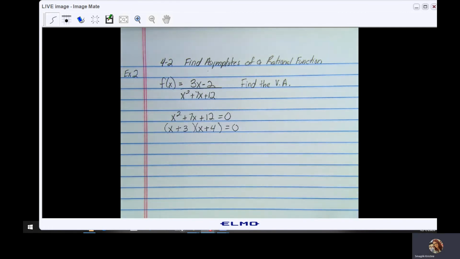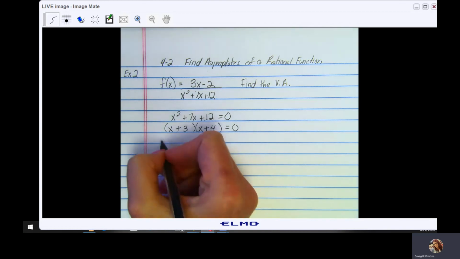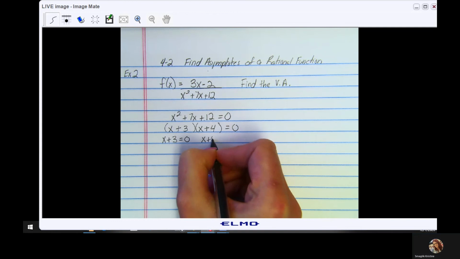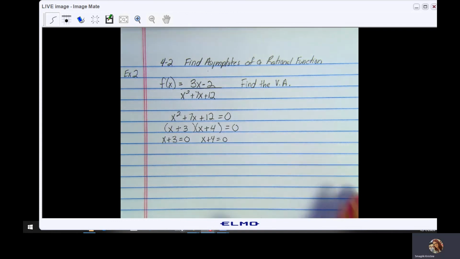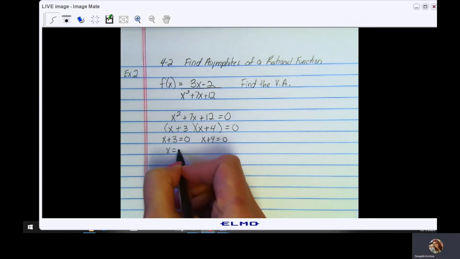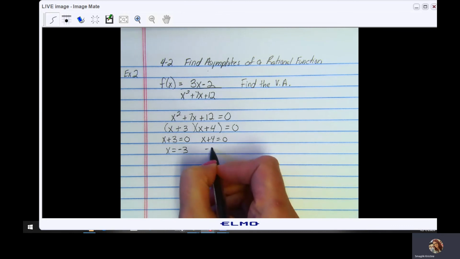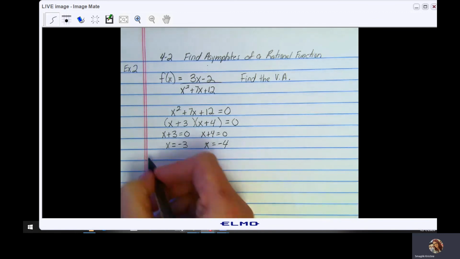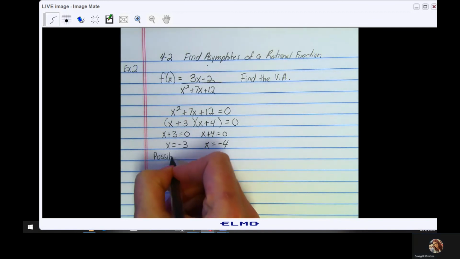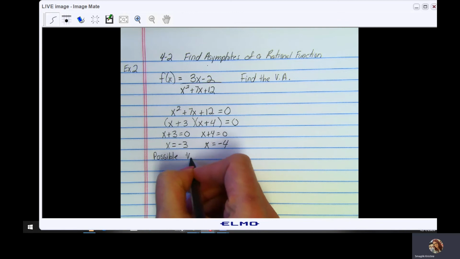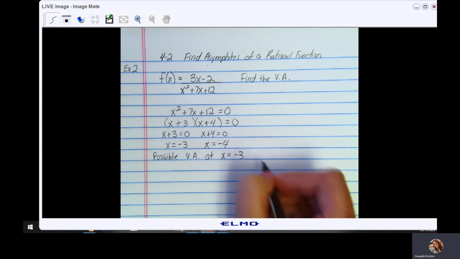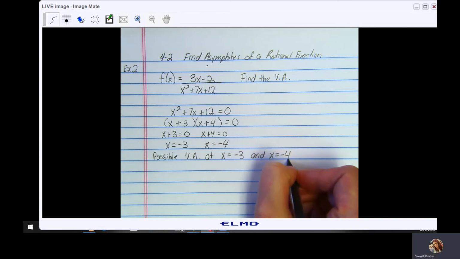I'm now factored. Once I'm factored, I'm going to use the zero product property again to solve. I'm going to set each factor to 0, and now solve. X equals -3, x equals -4. So I have possible vertical asymptotes at x equals -3 and x equals -4.